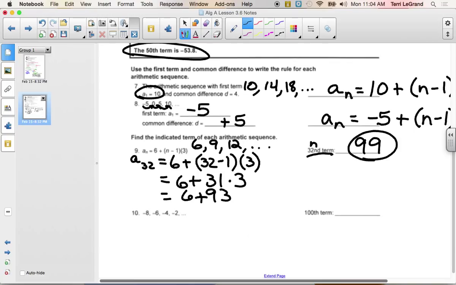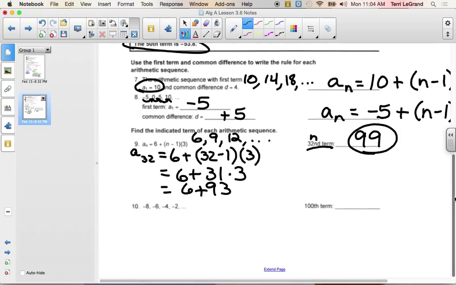Now, sure glad we didn't have to keep adding 3 again and again, huh? That would have been a lot of work. Okay, not 98 times, 31 times. Anybody got questions on that one? Because this is the kind of work you would need to show. You don't just put it in your calculator and say, okay, the 32nd term is magically 99.